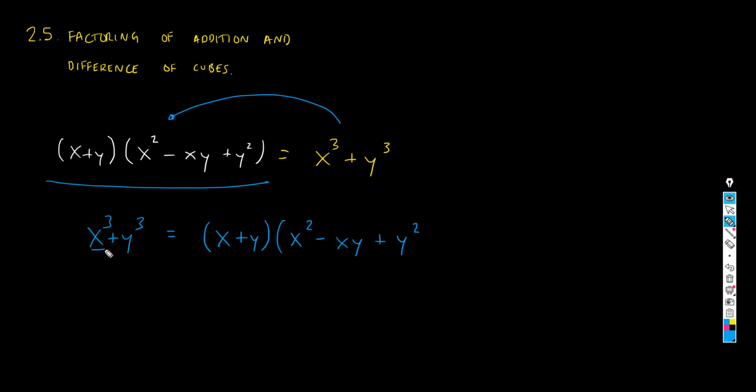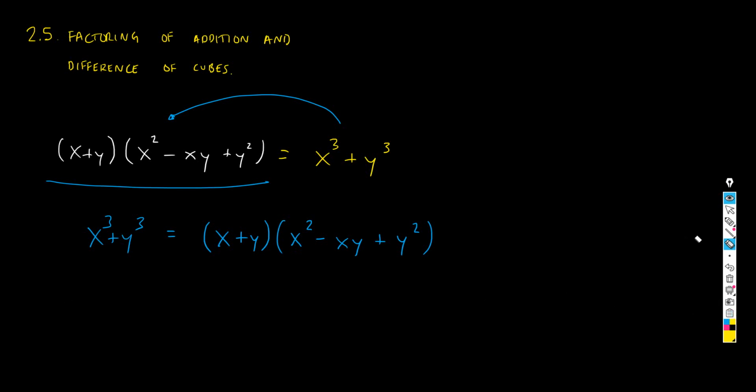So this is my first number, this is my second number. First number to the cube plus second number to the cube is equal to the sum of the first plus the second times the first to the square minus the product of both of them plus the square of the second number. And that is my formula. This is the formula that we're going to use to factorize an addition of cubes. And let's put it to use right away.